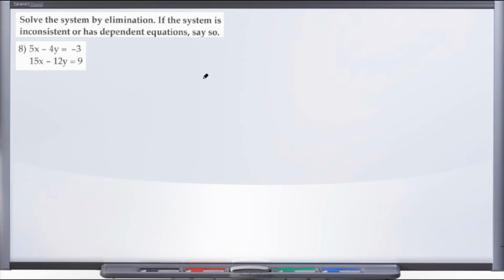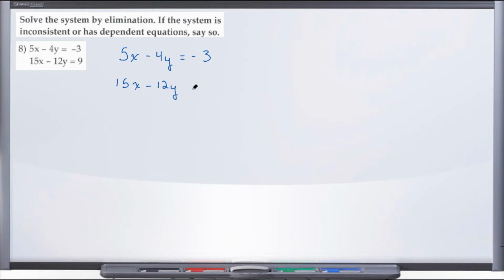All right, so number 8, solve the system by elimination. If the system is inconsistent or has dependent equations, say so. All right, so hopefully we're getting the hang of the elimination process, and let's go ahead and rewrite the two equations from our system out here to the right.